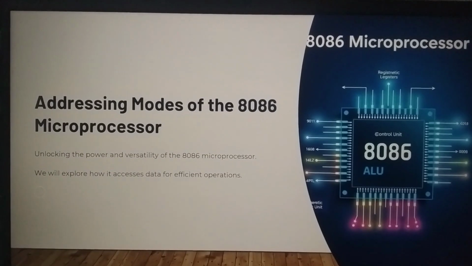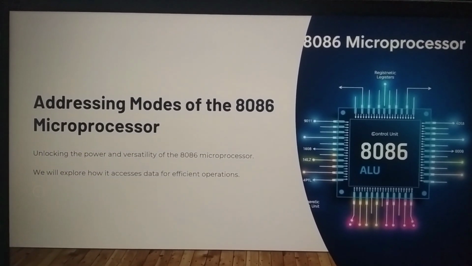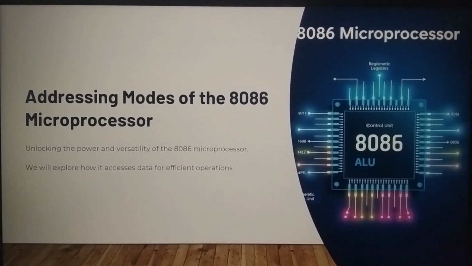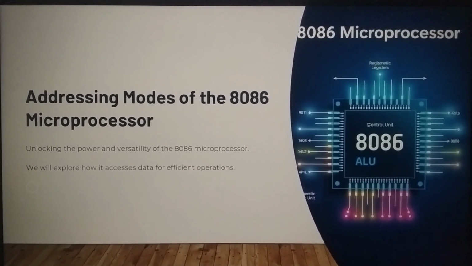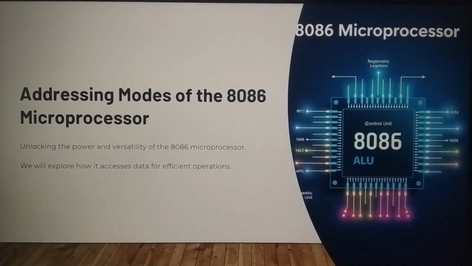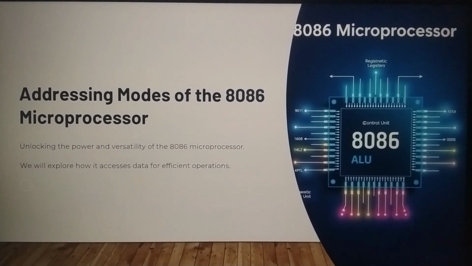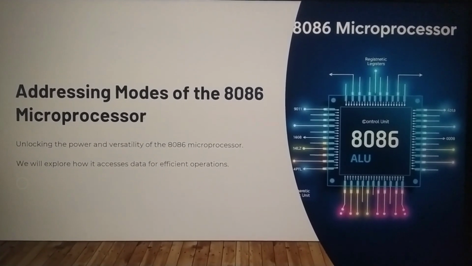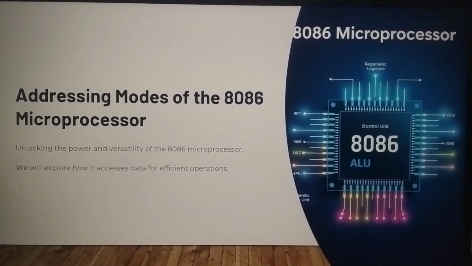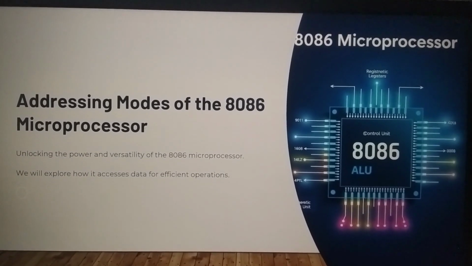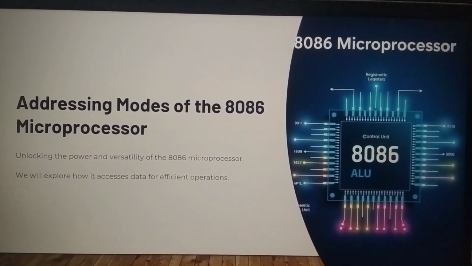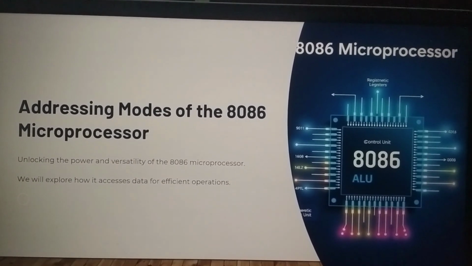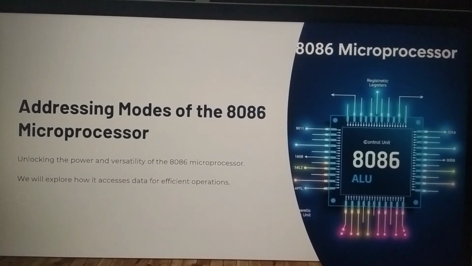Addressing modes of 8086 microprocessor. Unlocking the power and versatility of the 8086 microprocessor. We will explore how it accesses data for efficient operations. The 8086 microprocessor supports a variety of addressing modes that define how the CPU accesses operands, that is data. These modes determine the location of the data to be used in an operation, whether it is in a register, in memory, or given directly, immediate.